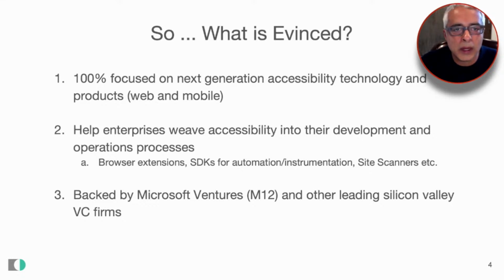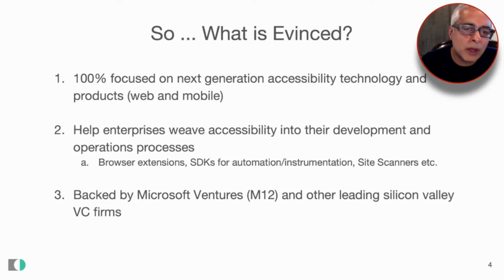Evinced is laser focused on technology development. We're a technology and product company, and we're focused on the next generation of automated testing for accessibility. And our products are centered around websites, web applications, and of course, even mobile applications. So that's what Evinced is all about.